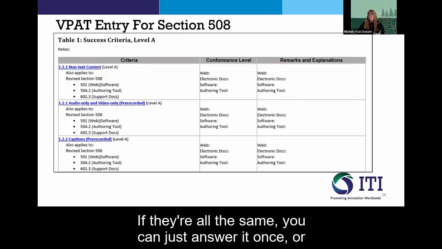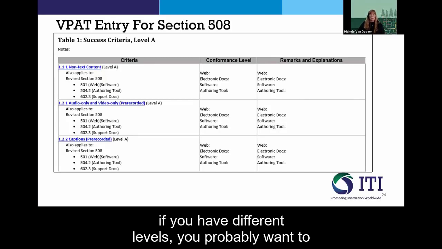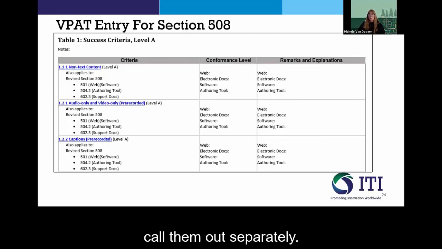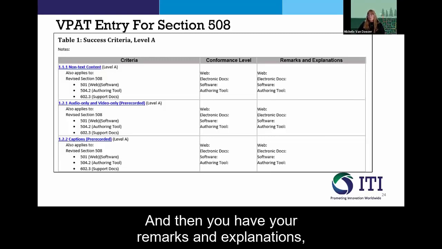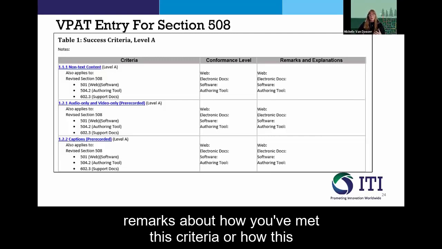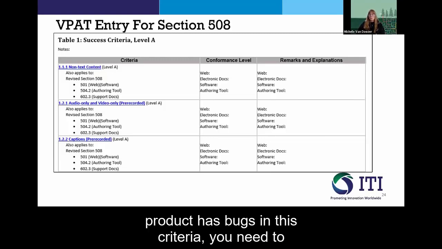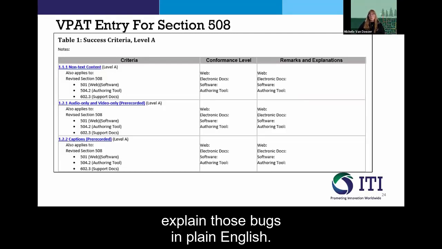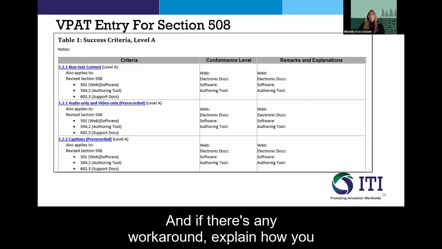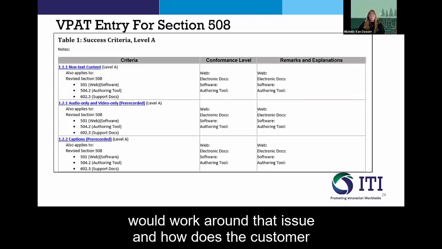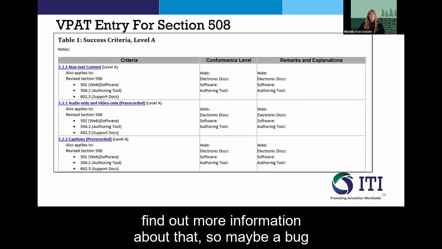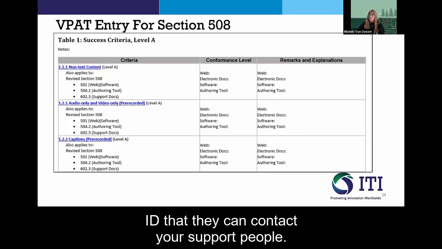So again, you fill out the conformance level. If they're all the same, you can just answer at once, or if you have different levels, you probably want to call them out separately. And then you have your remarks and explanations: remarks about how you've met this criteria or how this criteria does not apply, or if your product has bugs in this criteria, you need to explain those bugs in plain English, and if there's any workaround, explain how you would work around that issue, and how the customer finds out more information about that. So maybe a bug ID that they can contact your support people about.